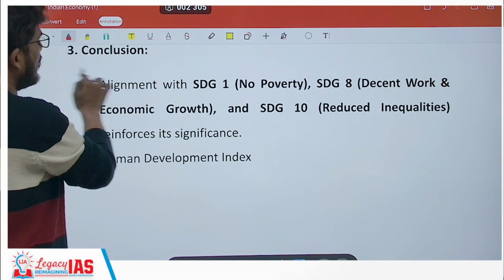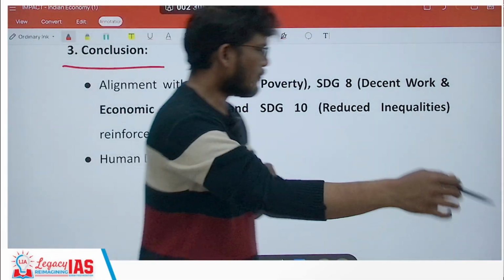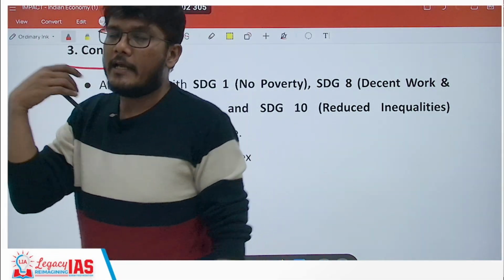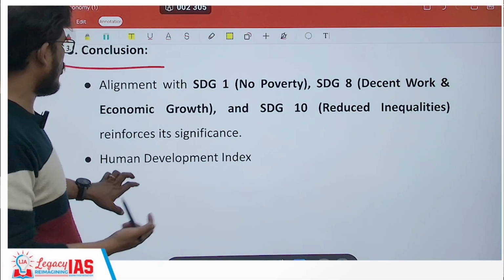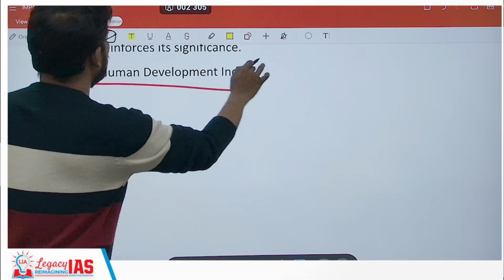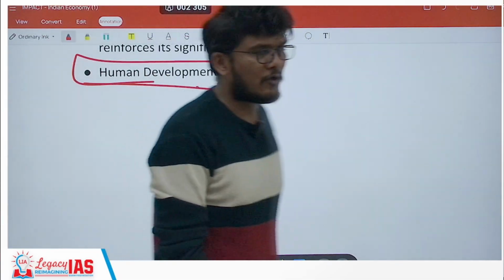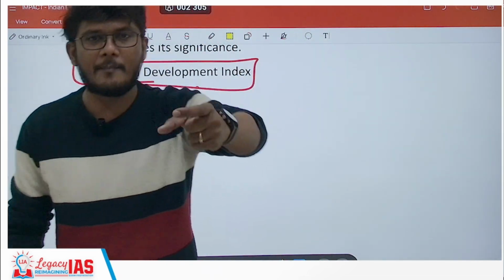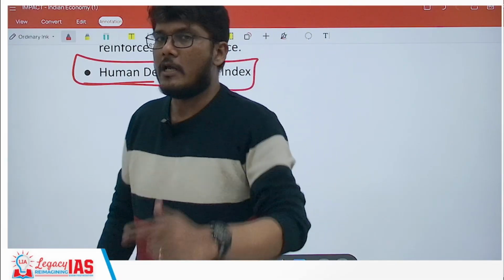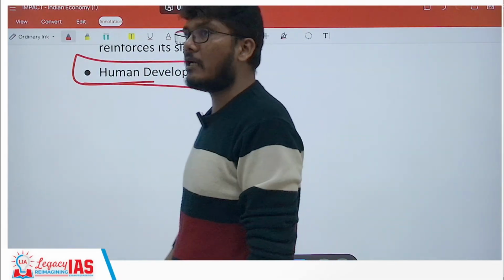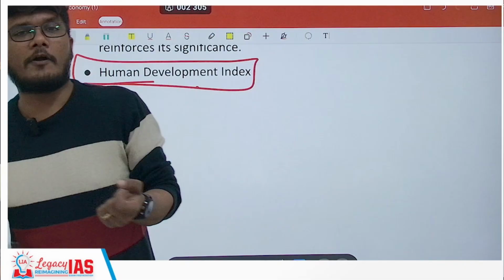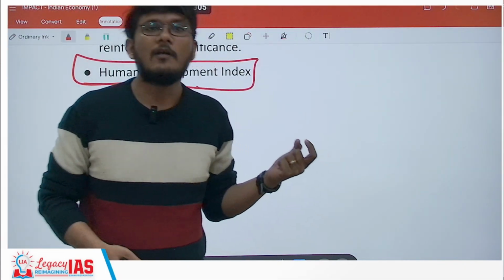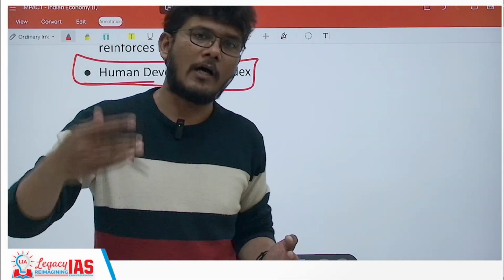Then, of course, the conclusion can be aligned with the reduction in poverty, reduction in inequality, and so forth, or improvement in the Human Development Index. When you're writing, you can show your knowledge here also. At the same time, mention a positive aspiration that with the help of this, India can improve on its Human Development Index, making its path to the high.